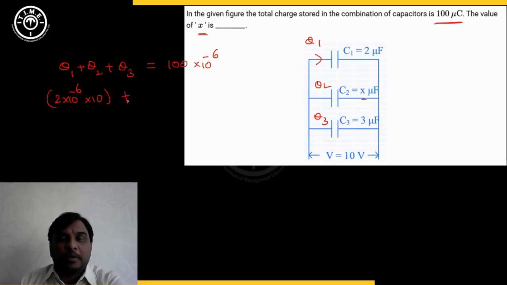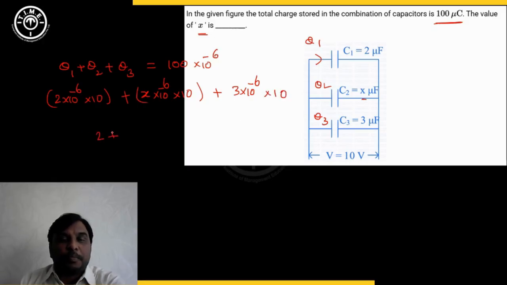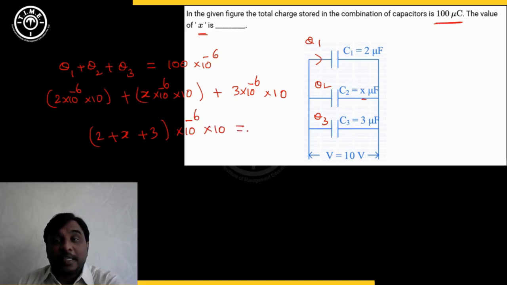Otherwise, okay, no problem. Now it is x into 10 power minus 6 into 10. I'm talking about the q2. q3 is how much? 3 into 10 power minus 6 into 10. If you take common, 2 plus x plus 3 into 10 power minus 6 into 10 is equal to 100 into 10 power minus 6. This is the total charge.